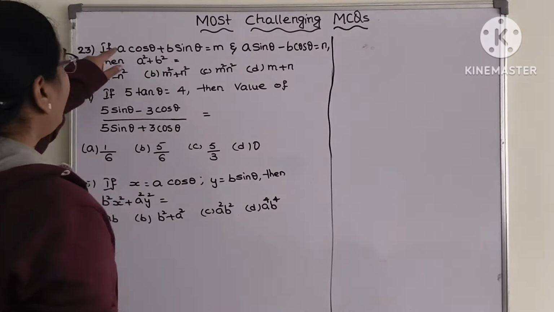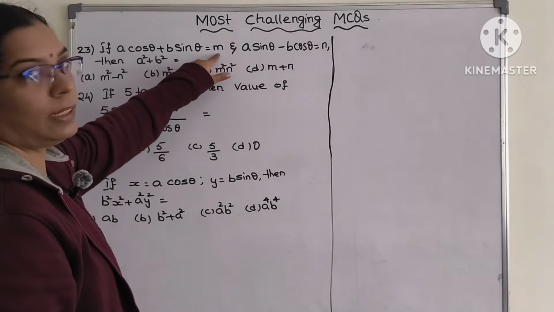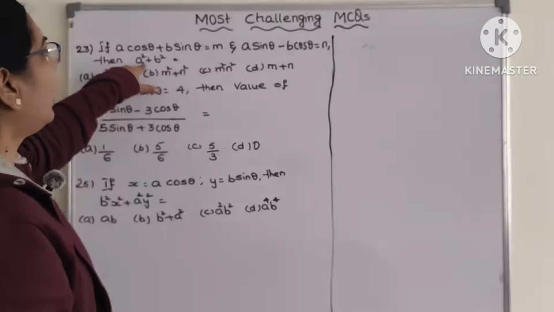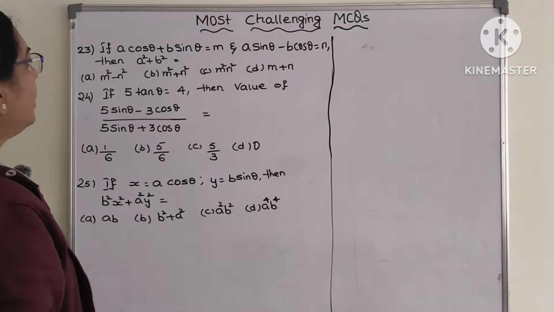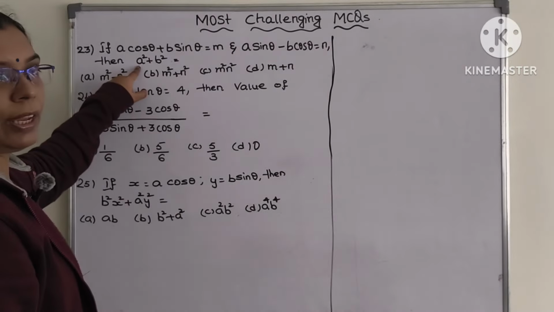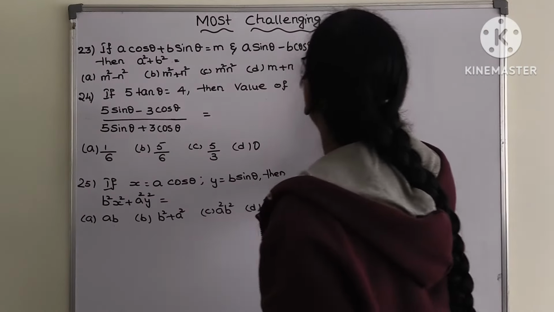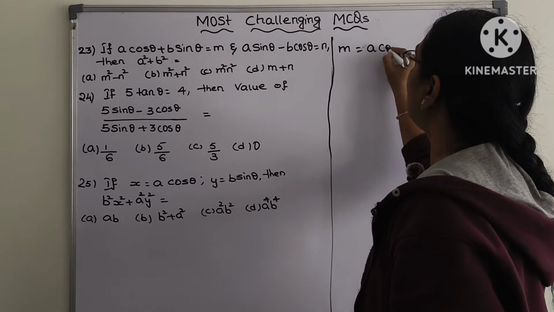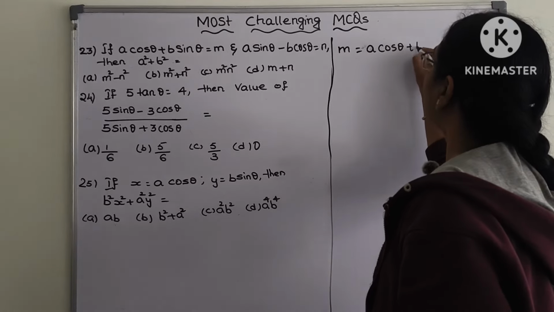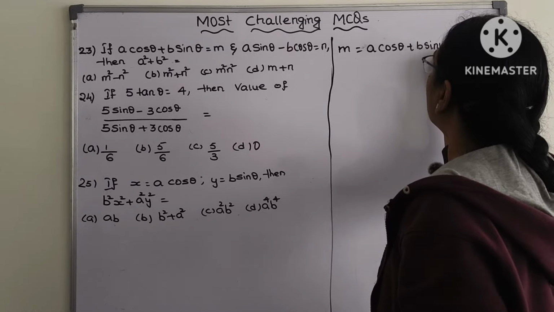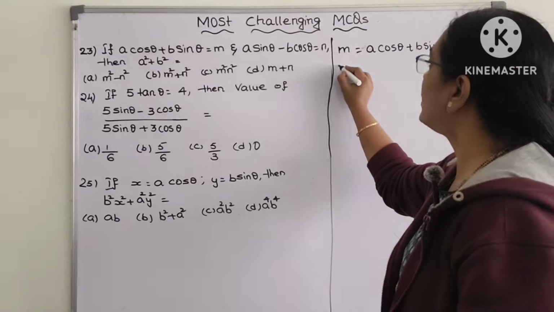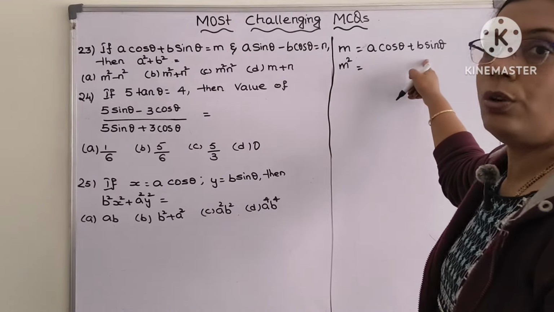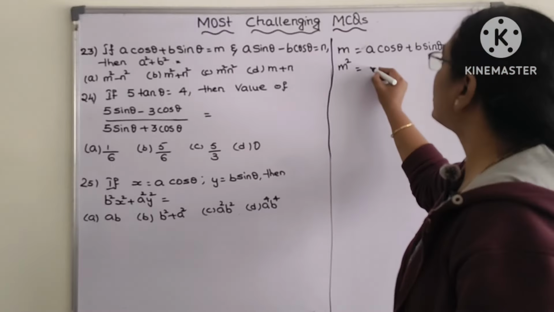The next one. If A cos theta plus B sin theta is M and A sin theta minus B cos theta is N, they are asking for A square plus B square. Since they are asking for A square plus B square, let us square the M and N values. M is A cos theta plus B sin theta. So I will square it on both sides. So M square will be, you should use the (a plus b) whole square formula.